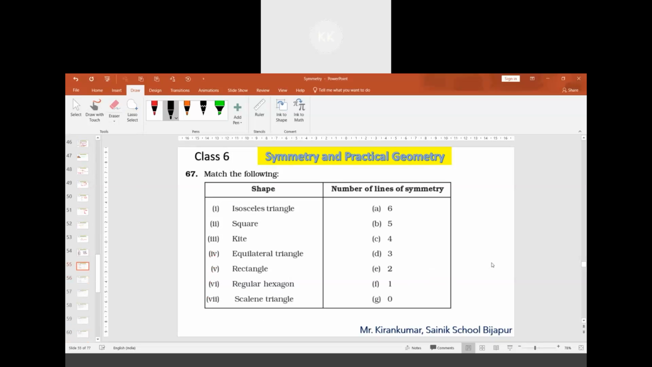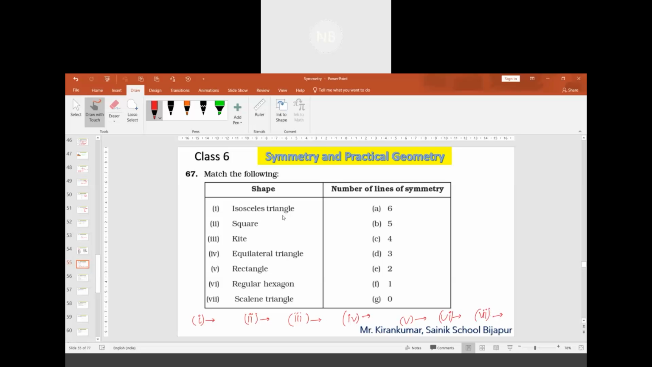Understood? Now let us end this session by answering the 67th question. Match the following. We have to match the left side with the right side. The number of lines of symmetry are given on the right side, and the shapes are mentioned on the left side. Isosceles triangle, one. Second one, square, four. Third, equilateral triangle, three.